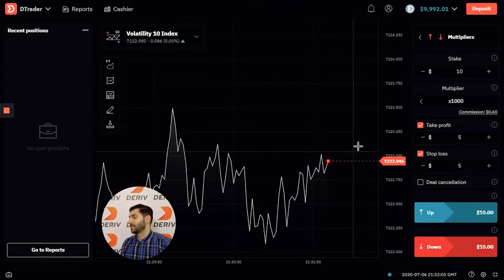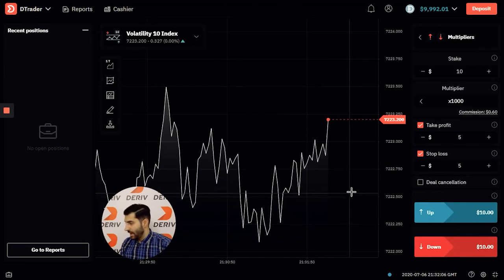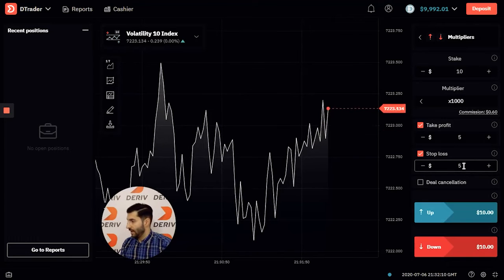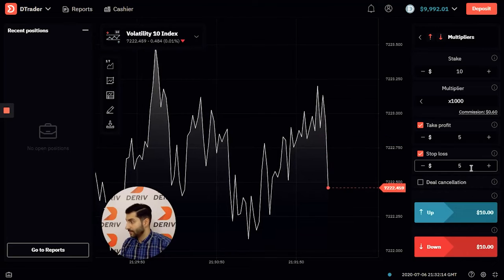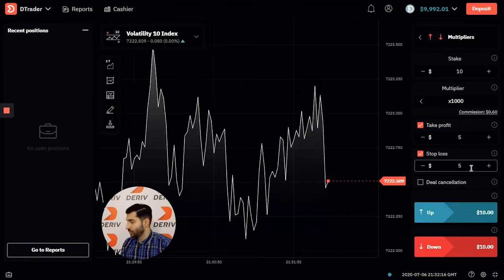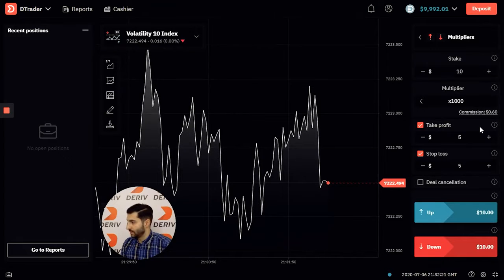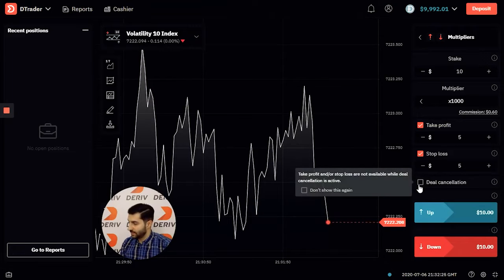So I'm basically telling the system that if the market moves against me continuously and it eventually hits -$5, the contract will close and I'll limit my losses to $5. It's a good way of telling the system that I'm not prepared to lose my entire stake. The next option here, deal cancellation.